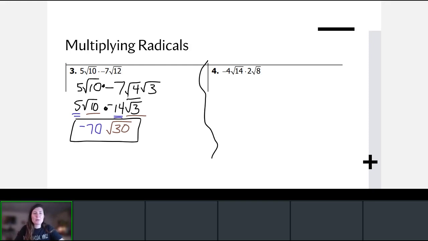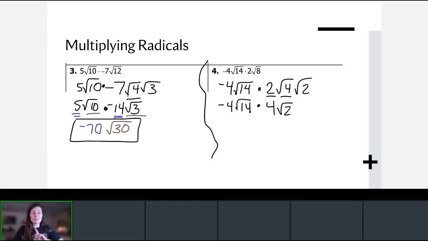All right, looking at problem number 4, we're going to do the same thing. So let's break down the square root of 8 because the square root of 14 can't get broken down. The square root of 8 gets broken down as root 4, root 2. So we have -4 root 14 times the square root of 4, which is 2. So we have 2 times 2. That's a 4 root 2. Okay, so now our problem is -4 root 14 times 4 root 2.